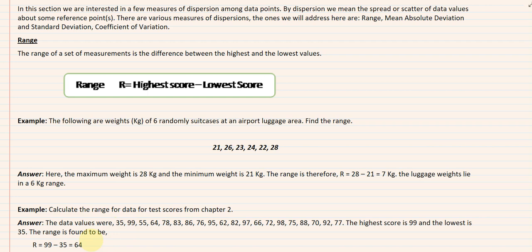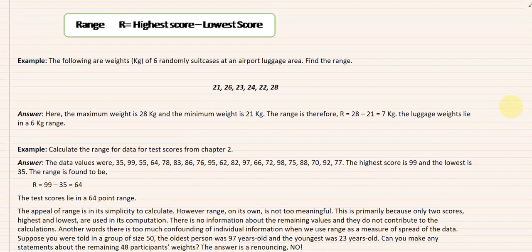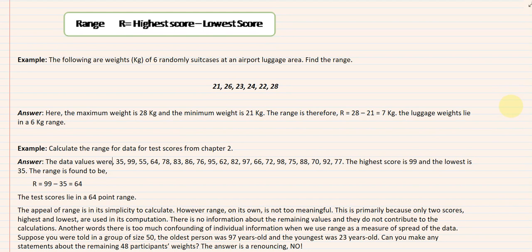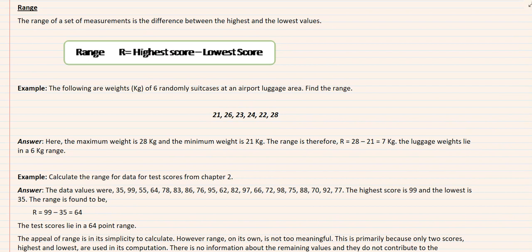I don't know. We don't know. So that's why we don't really use a range directly. Sometimes range is used in conjunction with other information to kind of guesstimate the standard deviation. And to do that, we usually divide range by 4, and that gives us an estimate of a standard deviation.